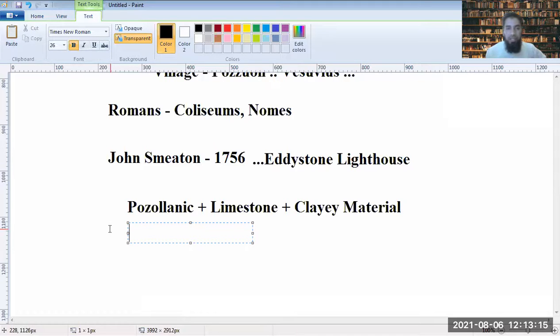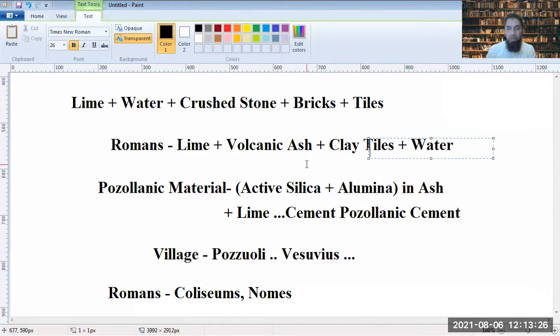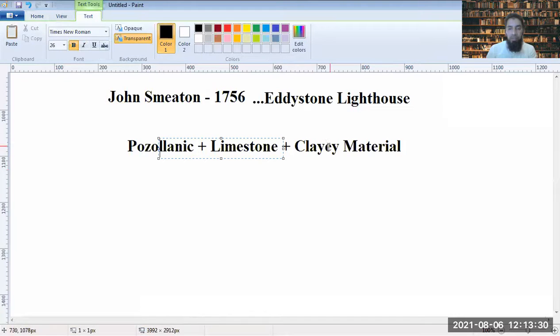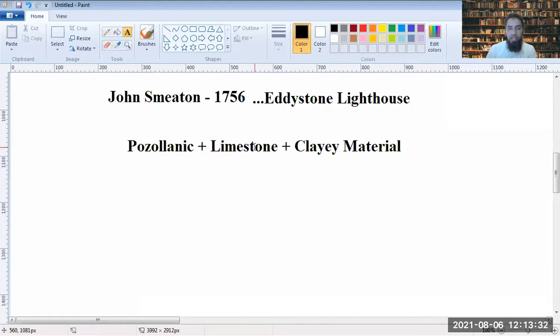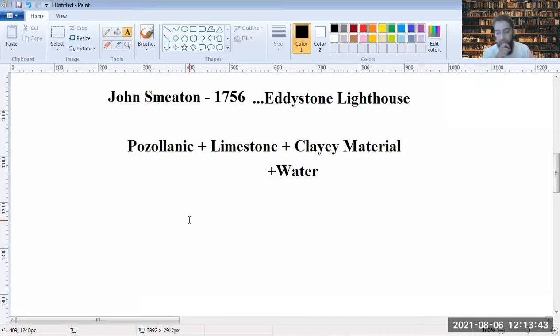But Smeaton did that. What did he do? He added clay along with the pozzolana. Earlier, pozzolanic material was volcanic ash, lime was added, clay tiles were added, and water was added. Now John Smeaton added pozzolanic material, which is fly ash or volcanic ash, then limestone, same as before, but he also added a clay material, and then water is always added to bind, to set in the chemical reactions.